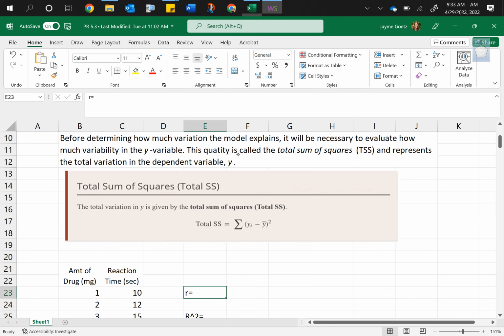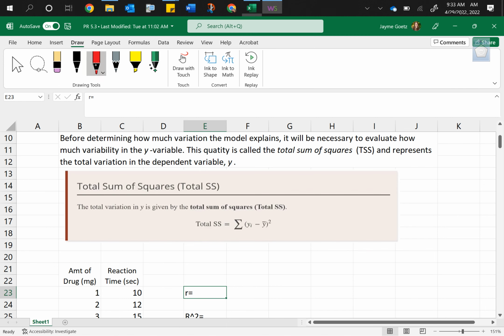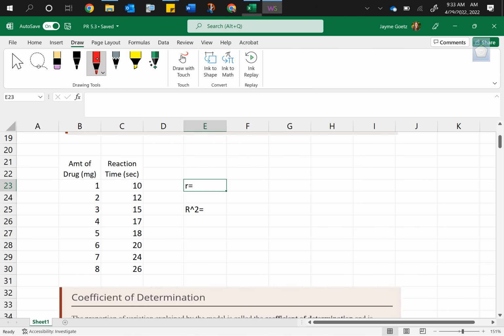The total sum of the squares looks like this. This is on your yellow sheet, and this is a nice, easy formula to read. It's literally just the sum of y sub i minus y bar, squared. Literally, the total sum of the squares. That's all it is. So let's get some feelings for this.